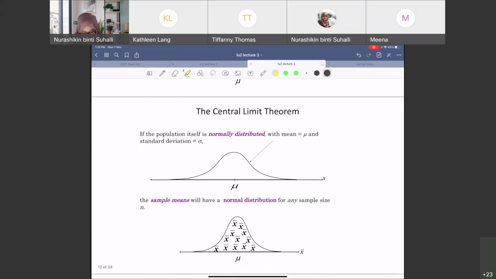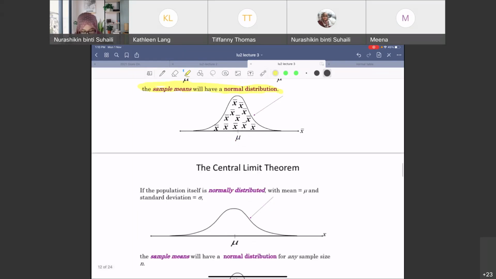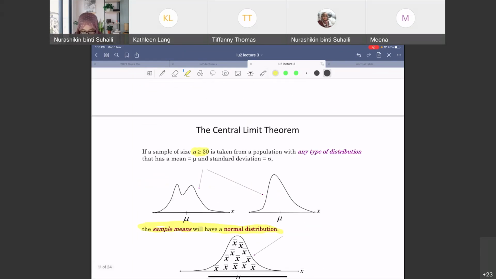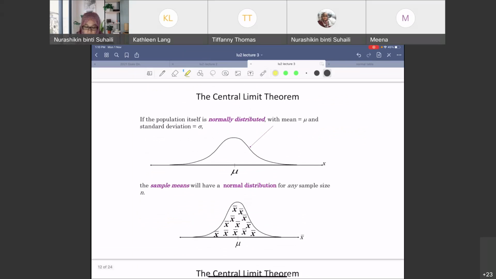And the second one, if the population itself is normally distributed with mean mu and standard deviation sigma. Okay, just now, this one, I do not know whether what kind of distribution it is, but I will assume it as normal distribution based on the n, which is more than 30. But the second condition here, if the population itself is normally distributed, okay, let's say you have an idea about the shape of the distribution. You know that it is normal.